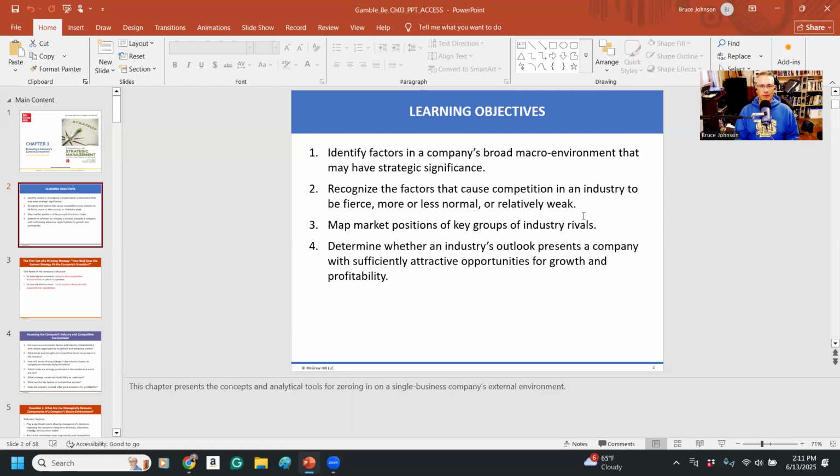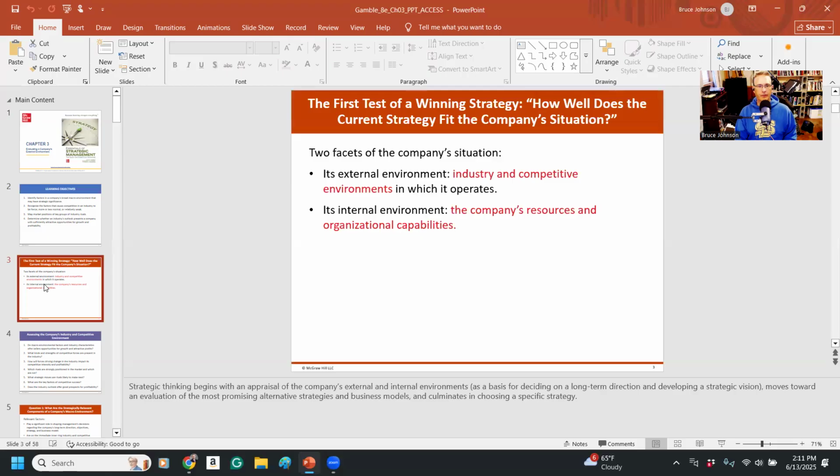We want to recognize the factors that cause competition in an industry to be fierce, more or less normal, or relatively weak in nature, and map market positions of key groups of industry rivals. Who are we going up against? And determine whether an industry's outlook presents a company with sufficient attractive opportunities for growth and profitability.